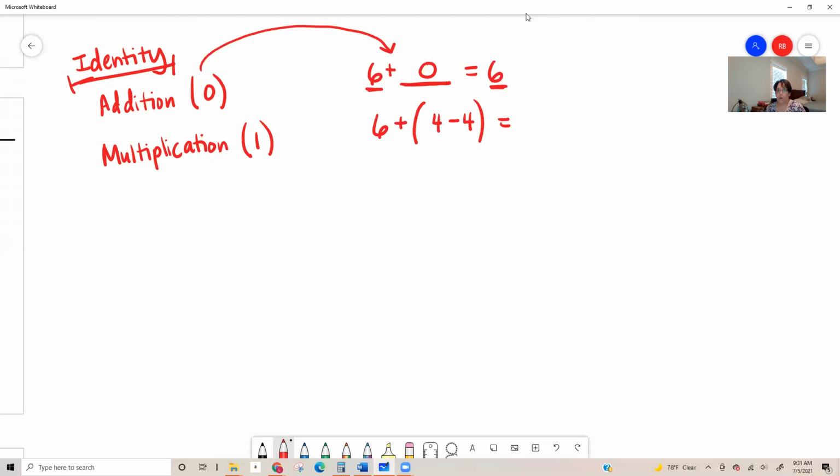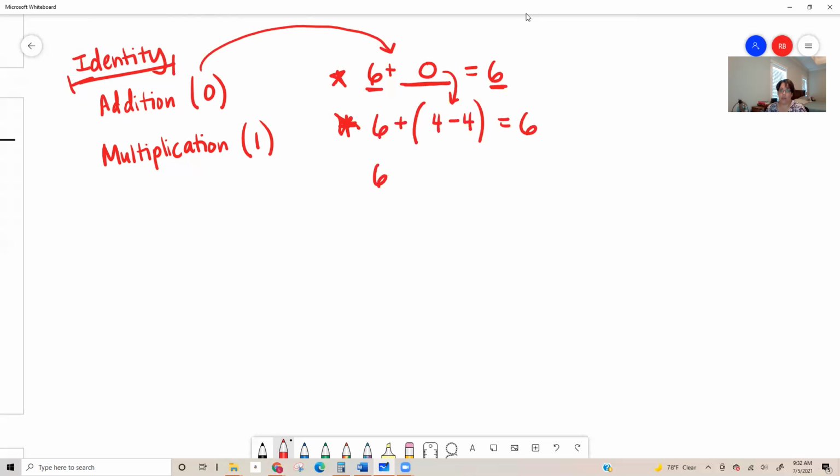So now 4 minus 4 is a way that we disguised 0. Okay, so 4 minus 4 is 0, but it looks different, right? So this second problem looks different than this first problem, but you end up having the same thing. So that's why 0 is that identity.